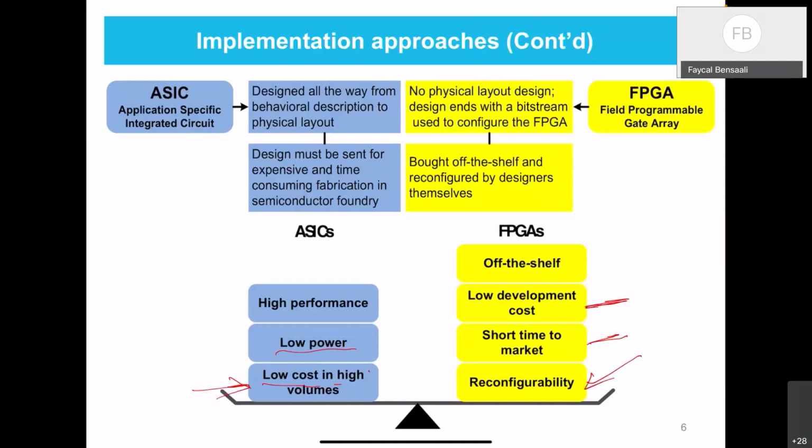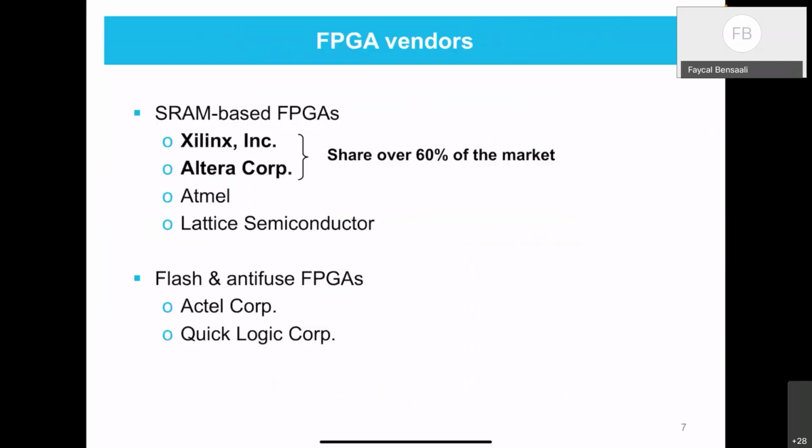So it's always a trade-off. It depends on what you want to do. It depends on how many devices you want. It depends on everything. There are many aspects that you need to consider to choose FPGA or ASIC. You need to learn both of them. So this is what we are doing.